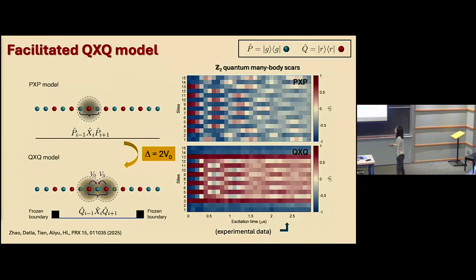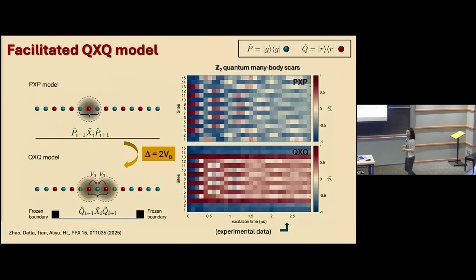So just like how in the PXP model, you were able to see Z2 quantum many-body scars, you can also see the same scarring behavior in the QXQ model. But now, immediately, you can see something different between the two. Okay, so we start off with a Néel state that is somewhere in the bulk, but then we are surrounded by ground state atoms on the ends. And in the QXQ model, those are frozen dynamics, right? Whereas you actually see this Néel state extending out in the PXP model.